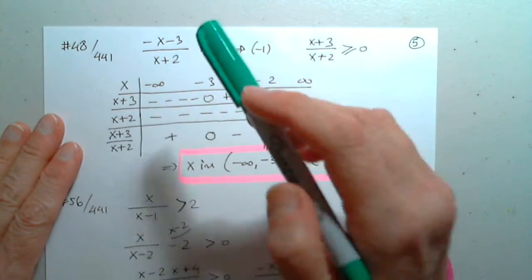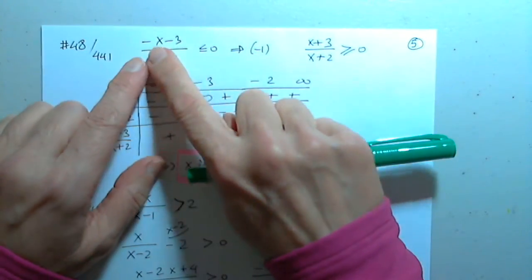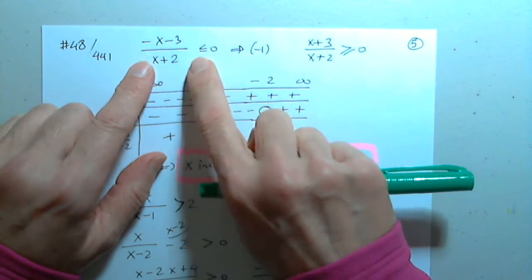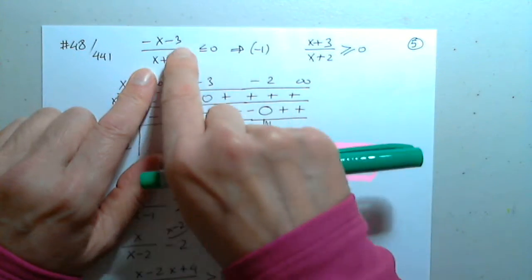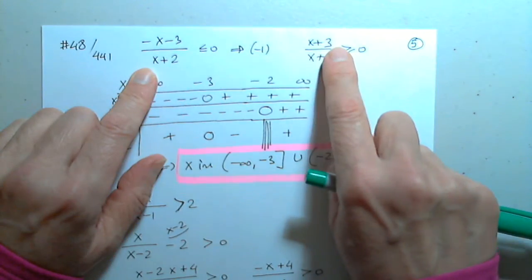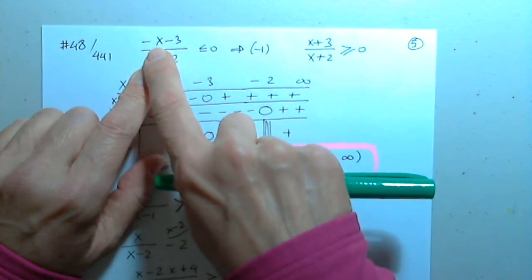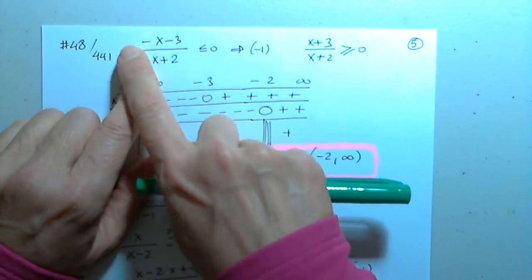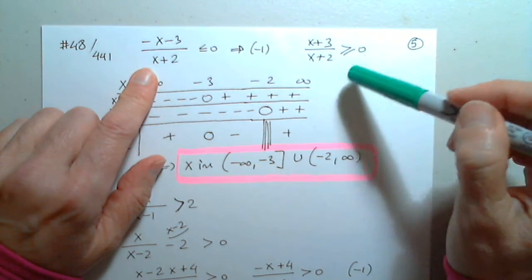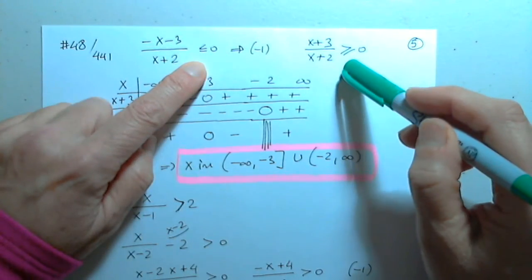Two rationals, again, the same thing. I refuse to deal with something like this because I can multiply both sides by negative 1. I factor out negative 1, so this changes into x plus 3. Not from 1. I have to factor out from both. And I get x plus 3 over x plus 2. I have to switch the symbol.